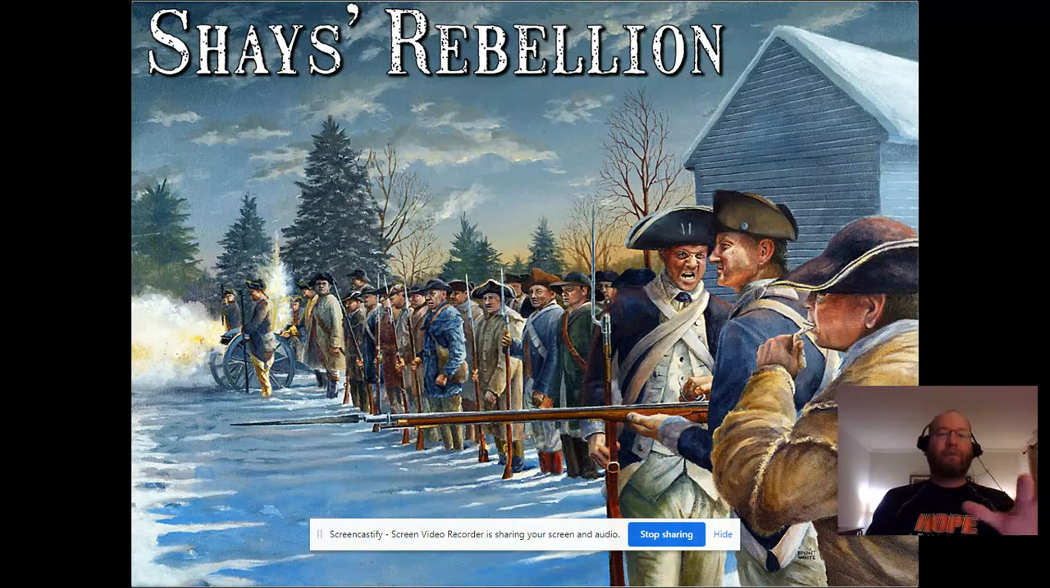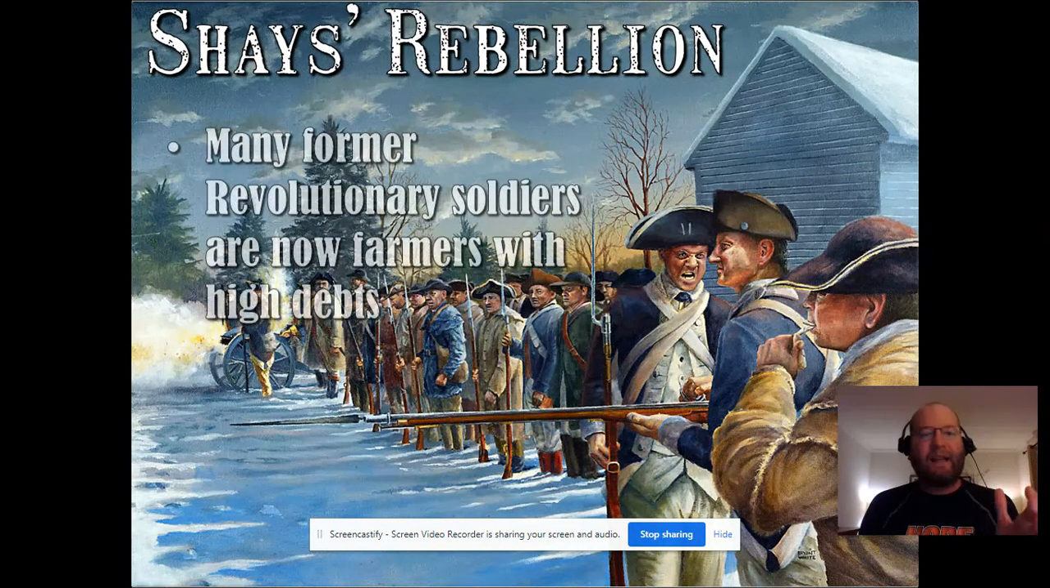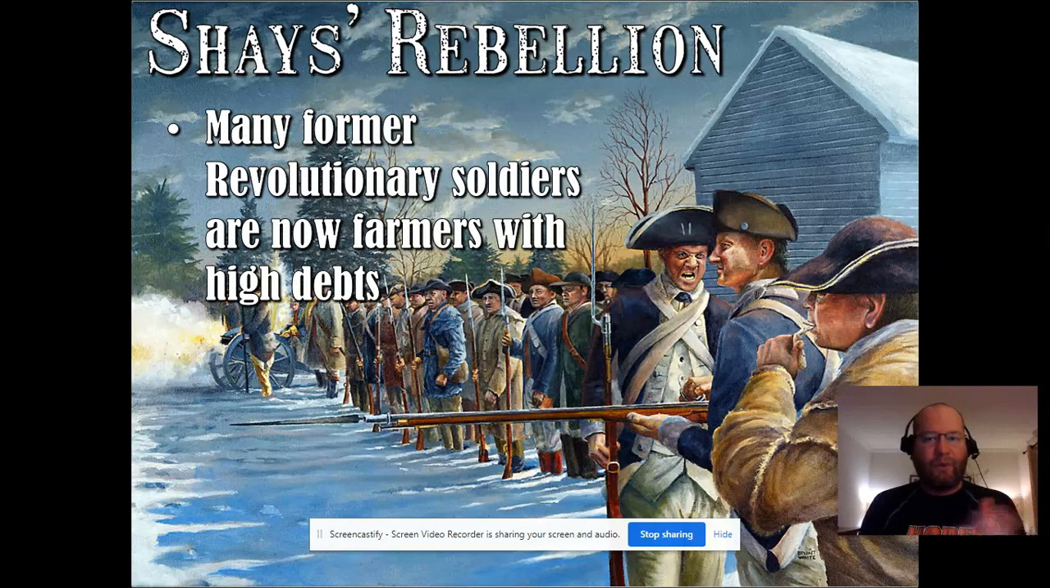We've talked about Shays' Rebellion, right? This is kind of the last event that occurs that makes people finally realize the Articles of Confederation aren't what we need. They're not strong enough. And just as a brief reminder, it's many former revolutionary soldiers that fought for the United States, fought for our independence, and they're now farmers, and they've got a lot of debt on their farms.